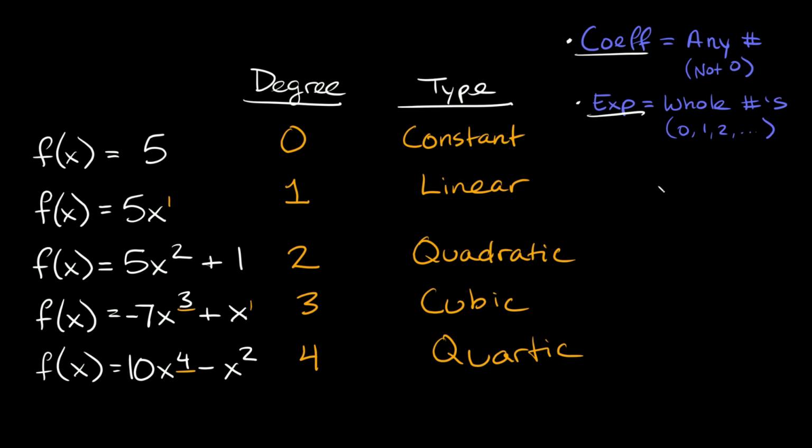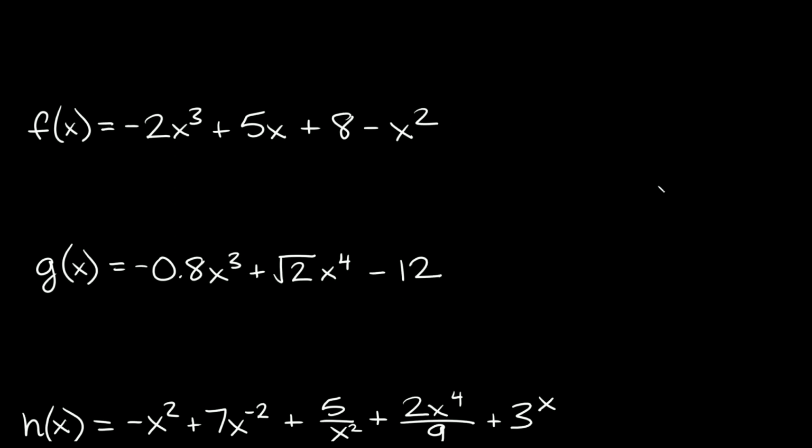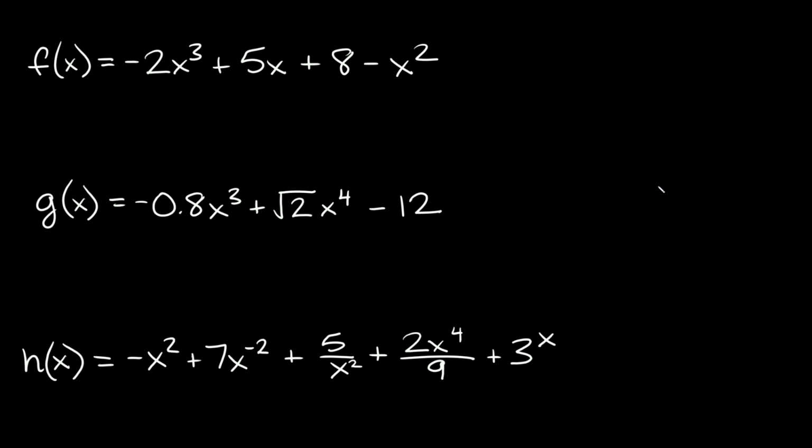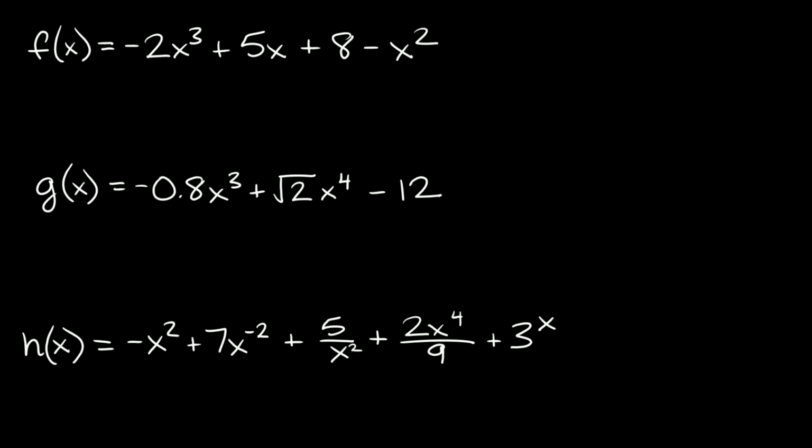So with that in mind, let's go over just a few more examples that are going to be just a little bit more complicated. All right, so let's scroll down here. All right, I know they look way more complicated. So let's start at the top. So here we have f of x is equal to negative 2x cubed plus 5x plus 8 minus x squared, okay?